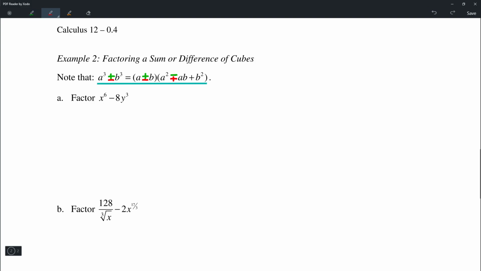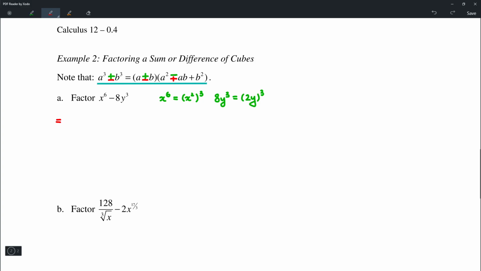Okay, so let's look at the first example. We have x to the 6th power minus 8y cubed. So both of these are perfect cubes. And we know that x to the 6th power is equal to x squared cubed, and that 8y cubed is equal to 2y all cubed, which means we can use the equation from above, which we will.